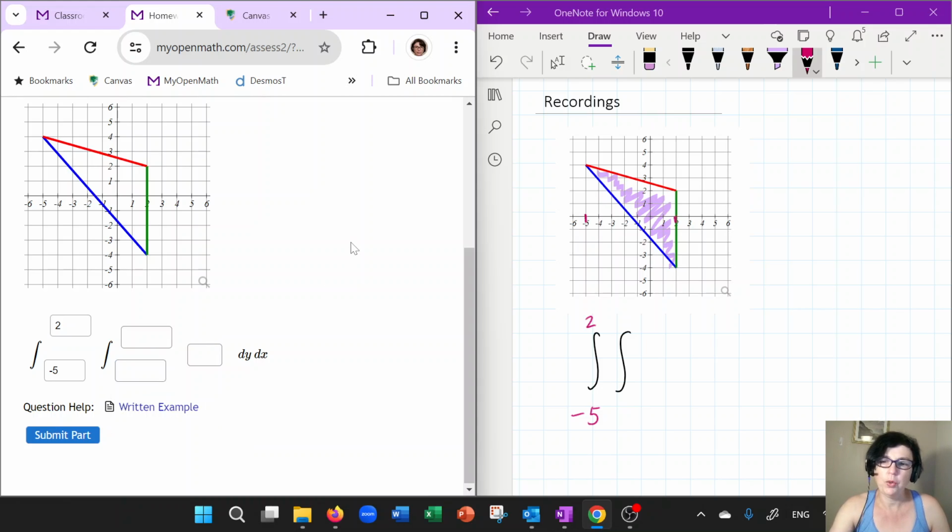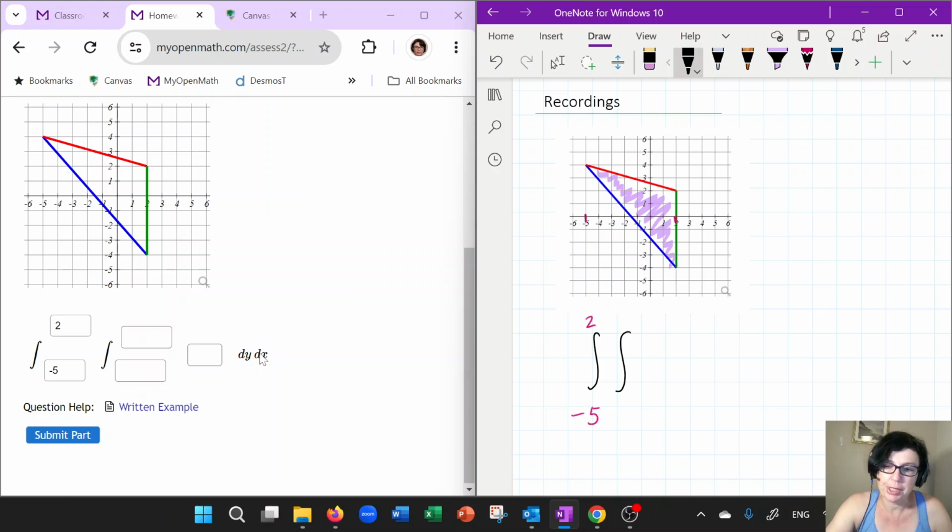Now, when you are trying to decide what about the inside, are they going to have variables? And if yes, which one? I want you to remember that unless it's a rectangle, and it doesn't look like a rectangle, the inside limits will have variables in them. Now, if you want to know which one, the one that's outside. So if the outside variable is the x, as in this case, the limits inside should have the x in them. Okay. Now, how do we come up with these limits?